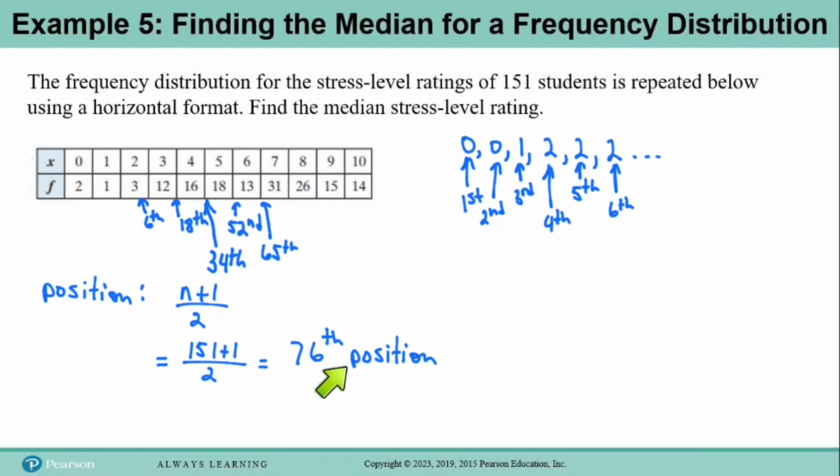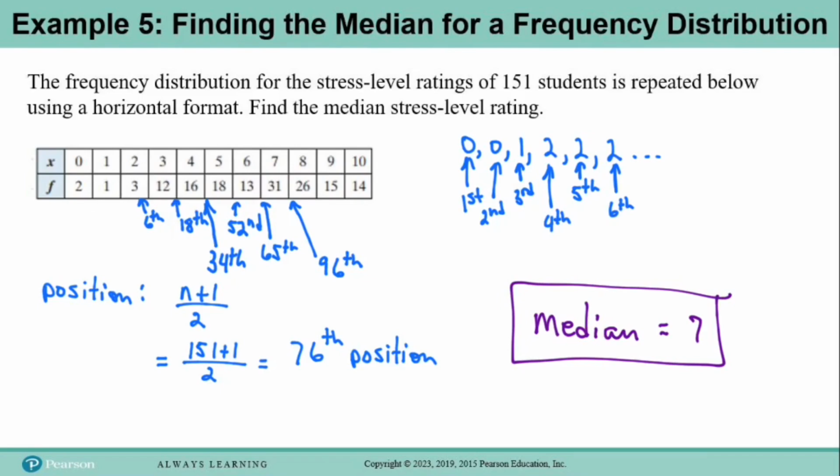And now remember, we're aiming for the 76th position. So now when we add 31 to our 65, we're going to find out that the last 7 is in the 96th position. Okay, well, if the last 6 was in the 65th position, that means the first 7 was in the 66th position. And so somewhere in there, we're going to run across the 76th number, and it's going to have to be a 7. So now we know that the median is 7. And that is all there is to that example.